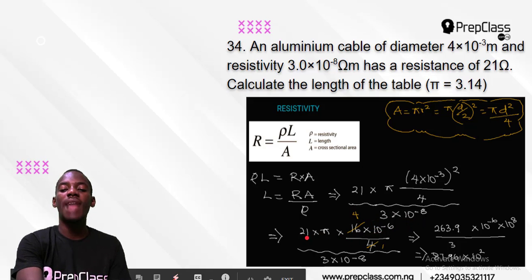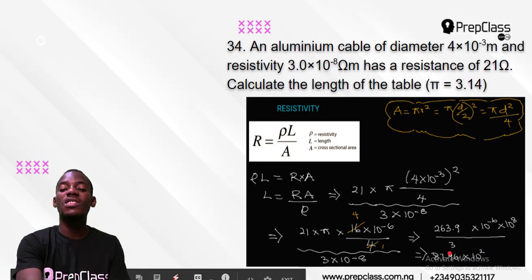That's 21 times pi times this 4, and that will give me 263.9 times 10 to the power minus 6. Then the 10 to the power minus 8 below will come up. It will become 10 to the power 8, because whenever something comes from down to up, the sign will change. It is negative here, it will become positive here. Then I'm left with my 3 below. So this 3 divided by 263.9 will give me 87.96. Then the 10 to the power minus 6 times 10 to the power 8 will give me 10 to the power 2. And that is my answer.